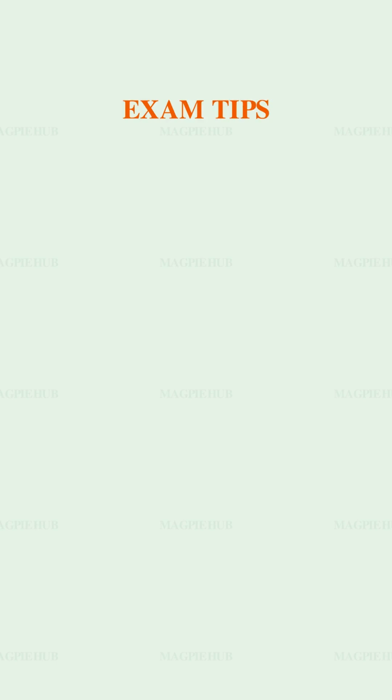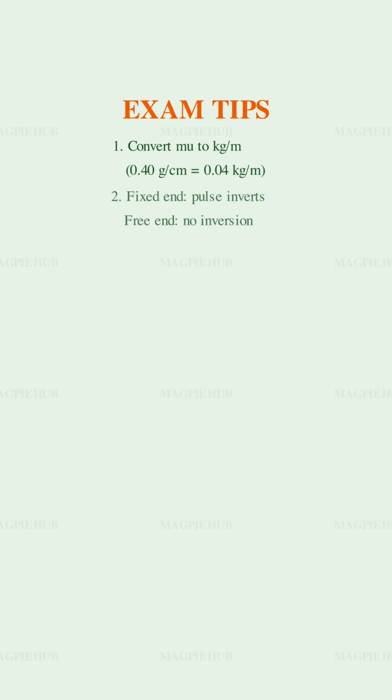Here are some important tips. Tip 1. Always convert units carefully. Linear mass density given in grams per centimeter must be converted to kilograms per meter for calculations. Tip 2. At a fixed end, the reflected pulse is always inverted. At a free end, it reflects without inversion.